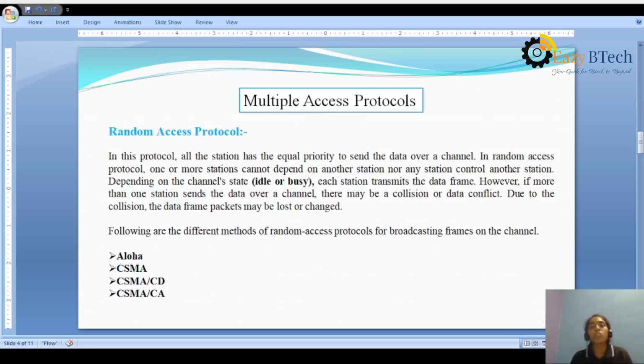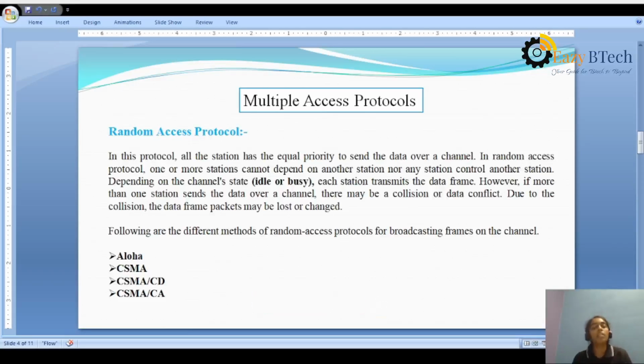So there is no control over each and every station. They are independent stations connected to one network, that's all. Every station has equal priority. Every station can send or communicate data from source to destination, but there is no dependency between the stations.